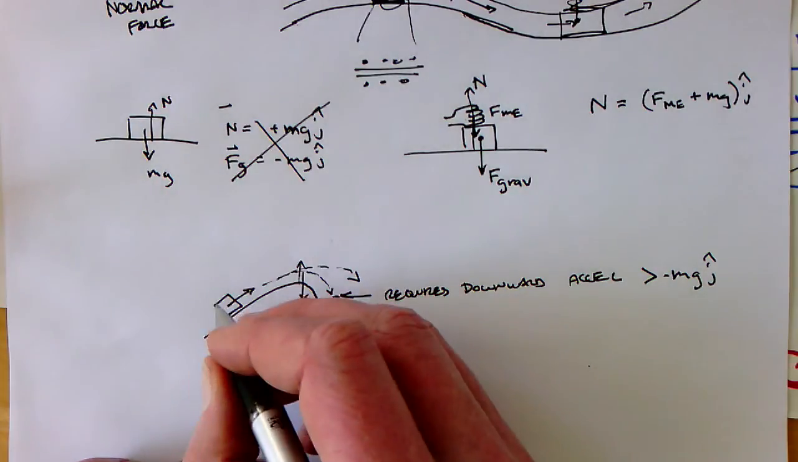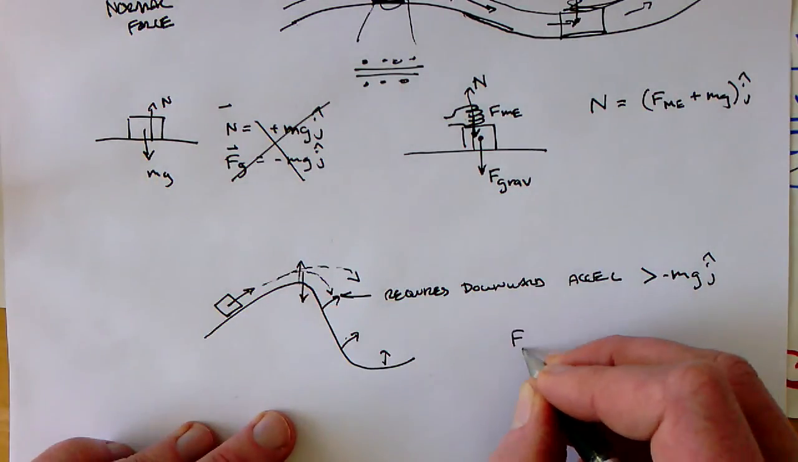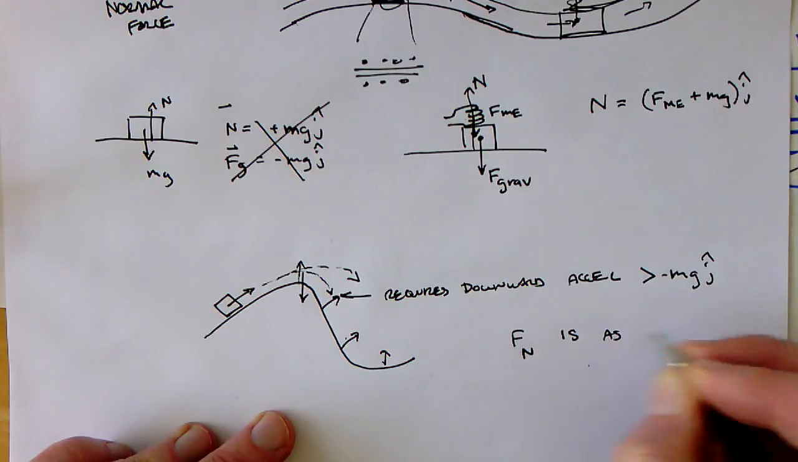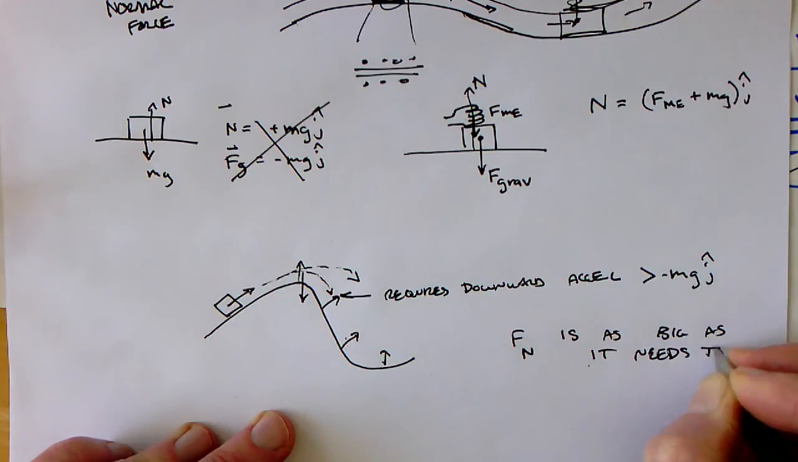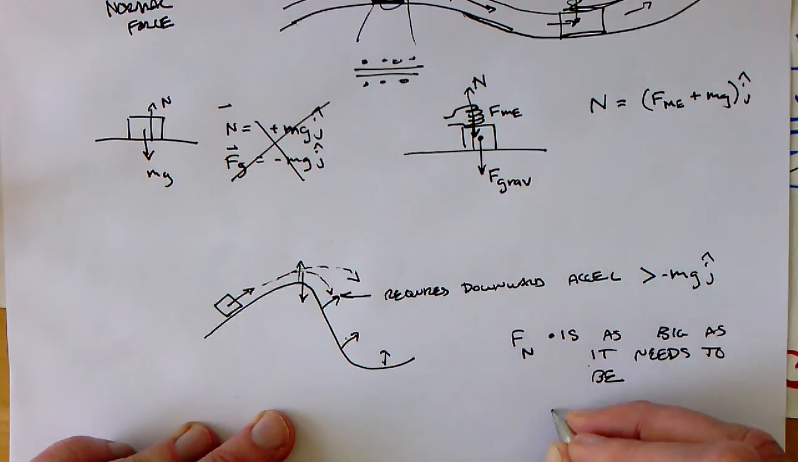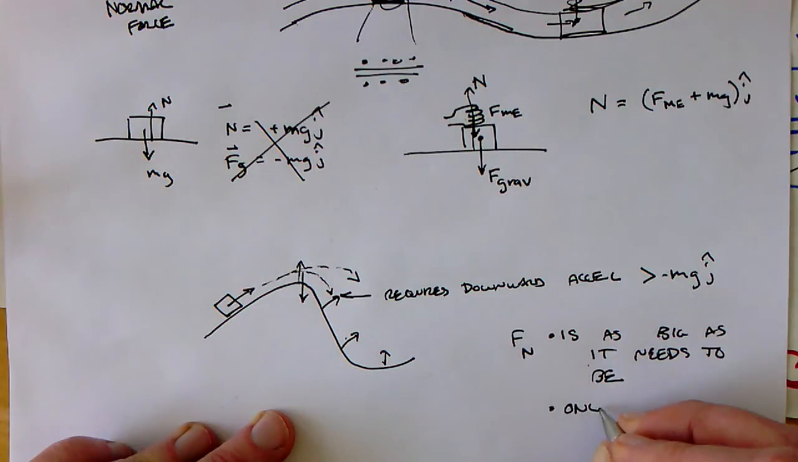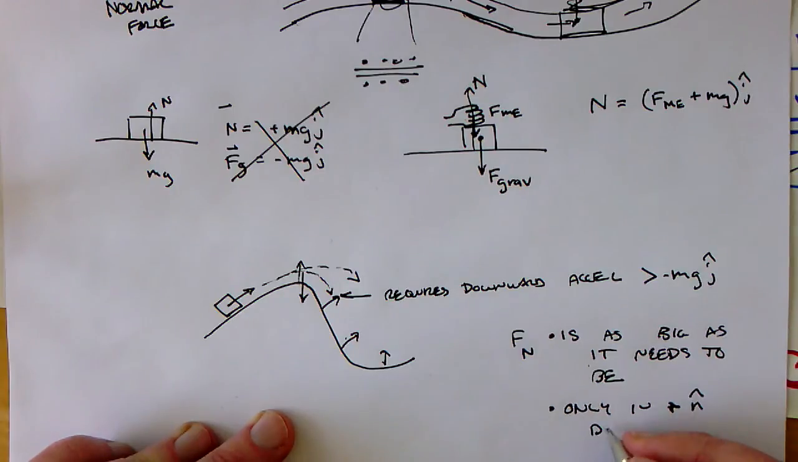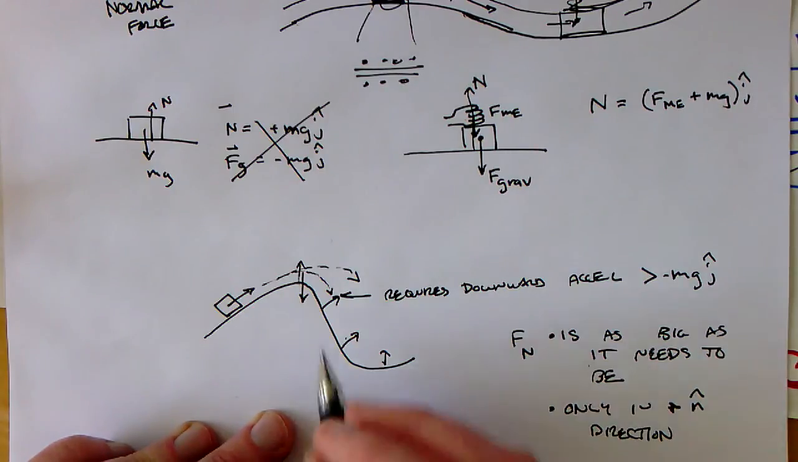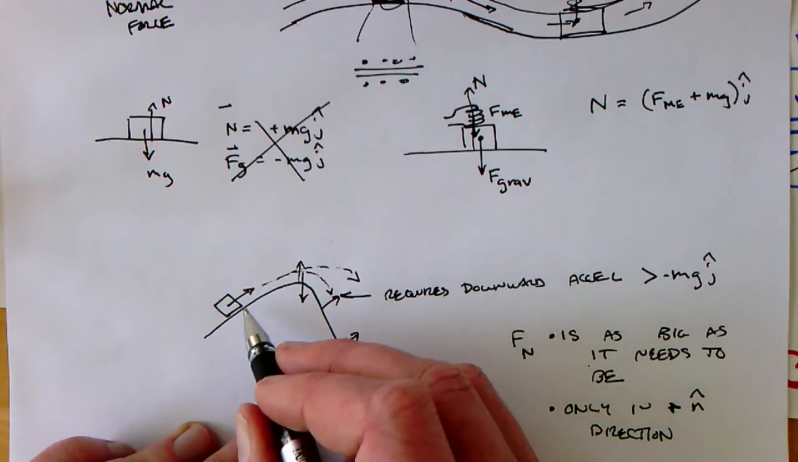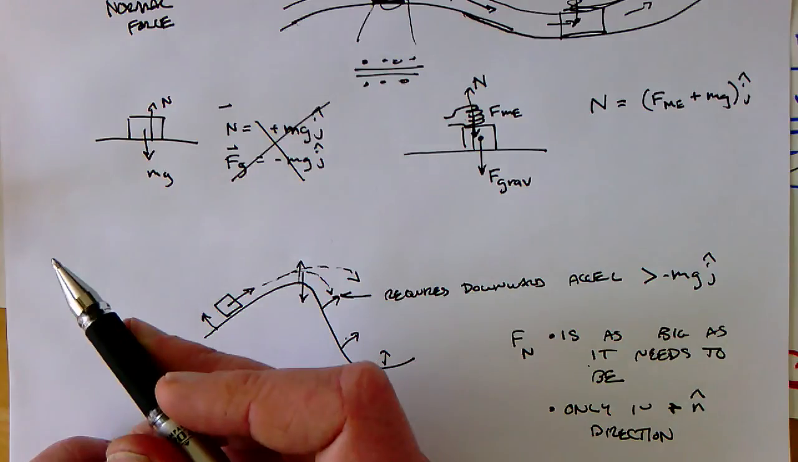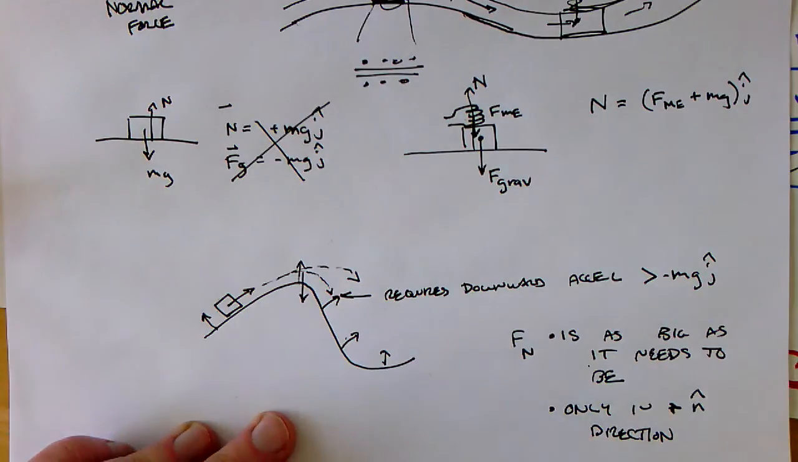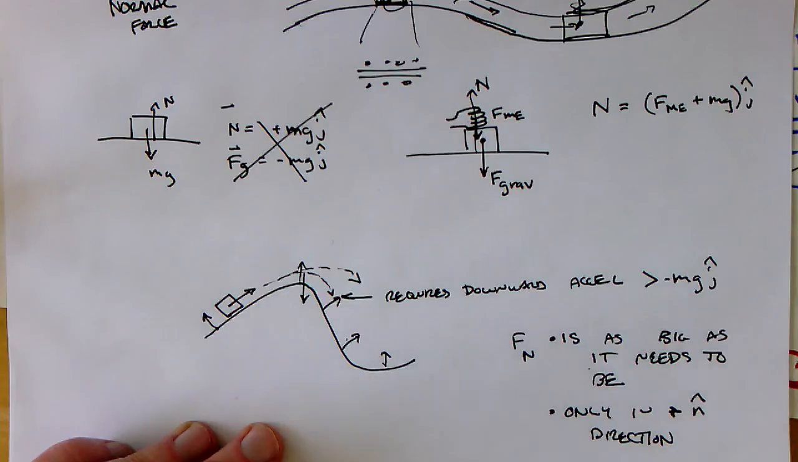And so in general, for a surface, the normal force is as big as it needs to be, but it can only be in the positive n hat direction. That is to say, for this case where you've got an object sitting on another surface, the normal force is only allowed to point upwards, to keep the object from going into the track. It's not allowed to pull downwards. It's not allowed to be in the minus n hat direction.